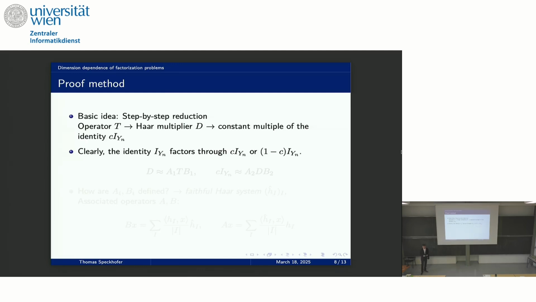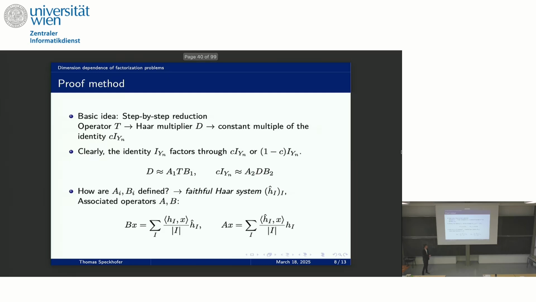And to perform these reduction steps, we construct operators A and B and some factorizations or approximate factorizations. And these operators are obtained by constructing what we call a faithful Haar system. I will explain in a minute what this looks like. And the operators A and B will always look like this. So essentially, we construct a new system and perform a kind of basis change to our system H_i hat. And A reverses this basis change, essentially.